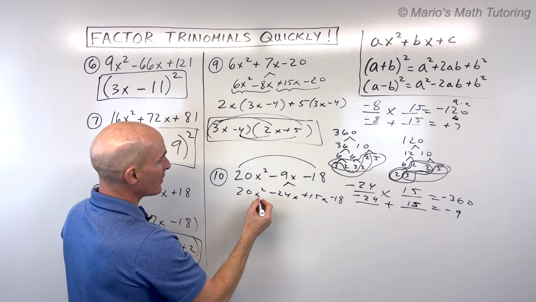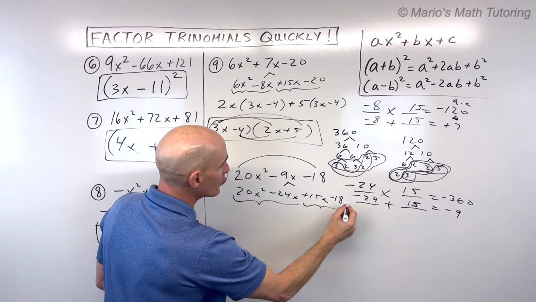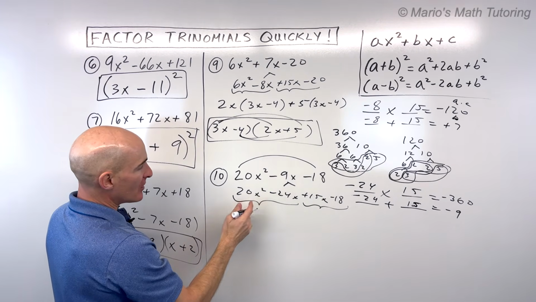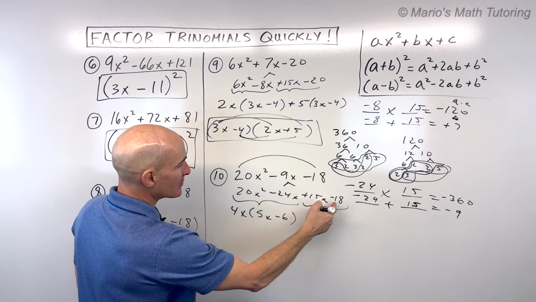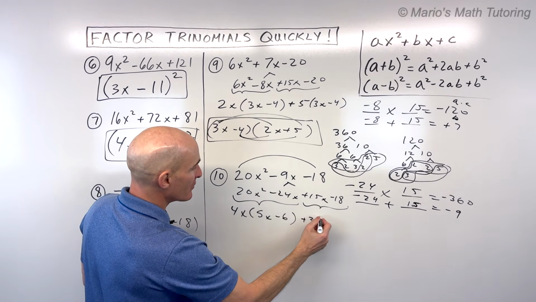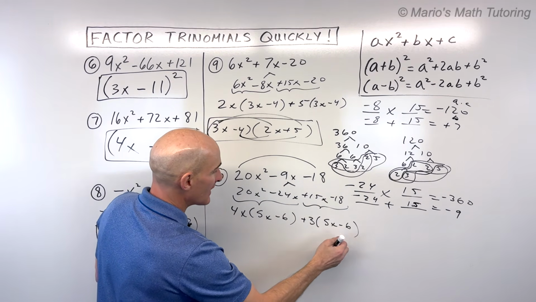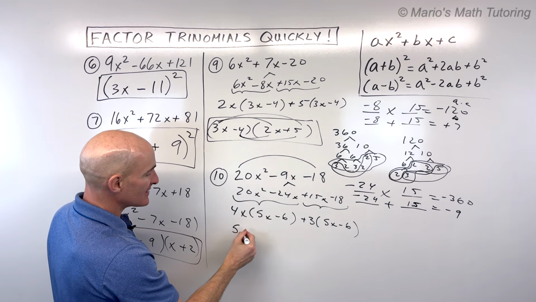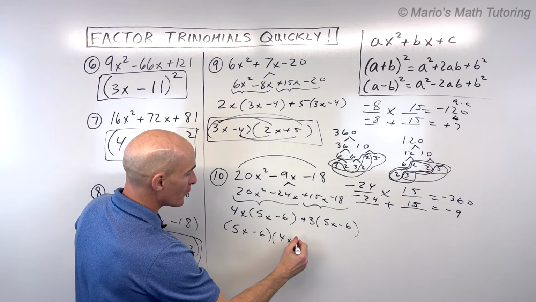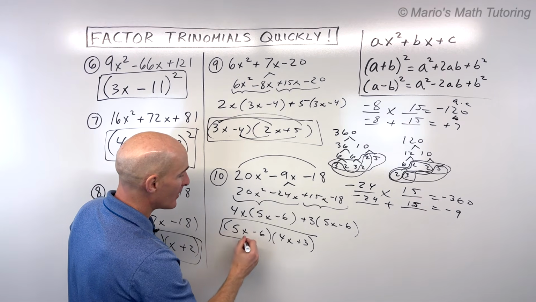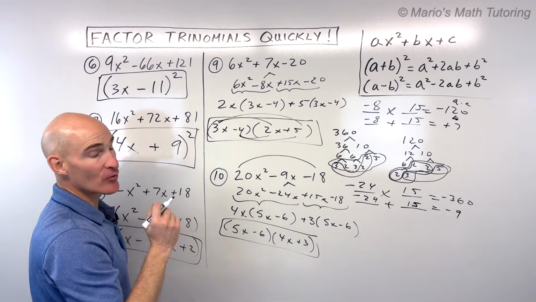Okay, and now we are going to do our factoring by grouping. So if I can factor out a greatest common factor, which is 4x, and then factor out a greatest common factor, which is going to be 3, I get the same group, 5x minus 6, that I can factor out. And I'm left with these coefficients, 4x plus 3. If you're not sure if you got it right, FOIL it out. You're going to get back the original.